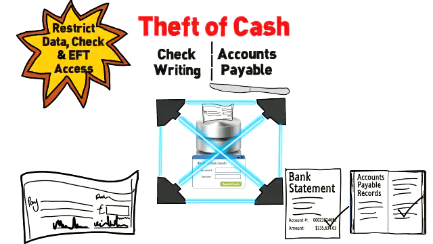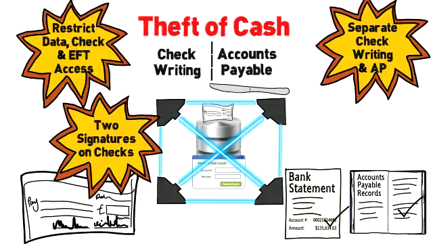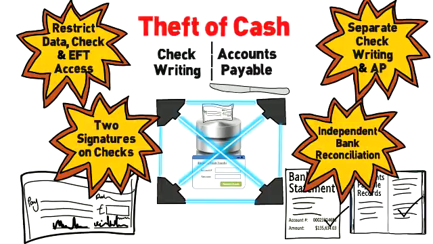So you can restrict access to master files, blank checks, and EFT terminals, separate writing checks and accounts payable duties, require dual signatures on certain checks, and do independent bank reconciliations.